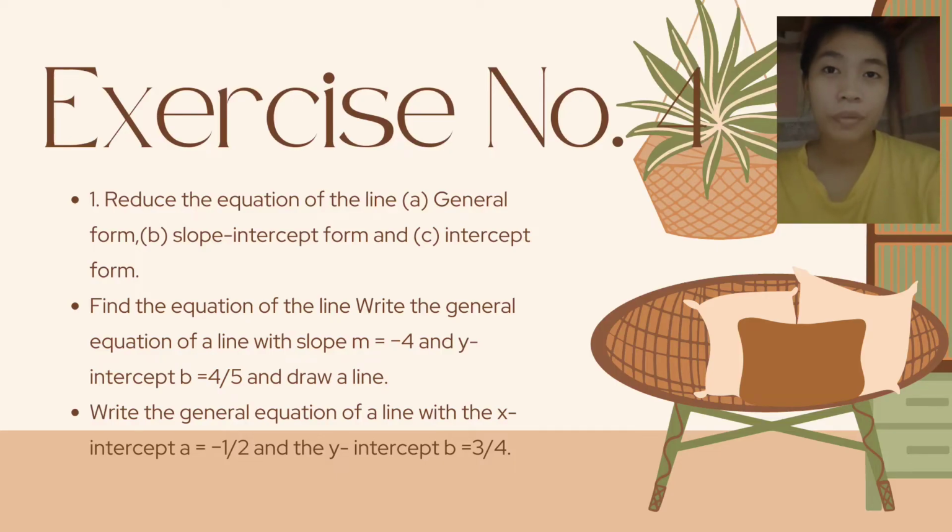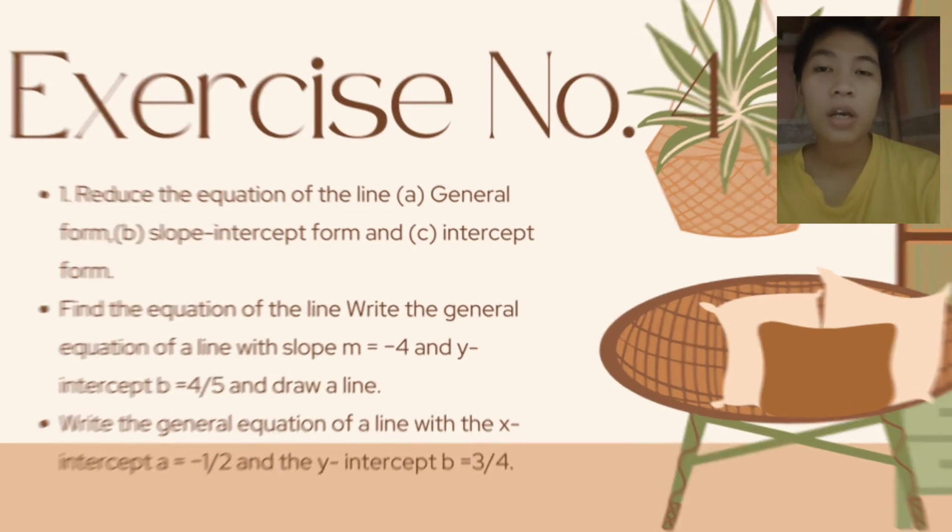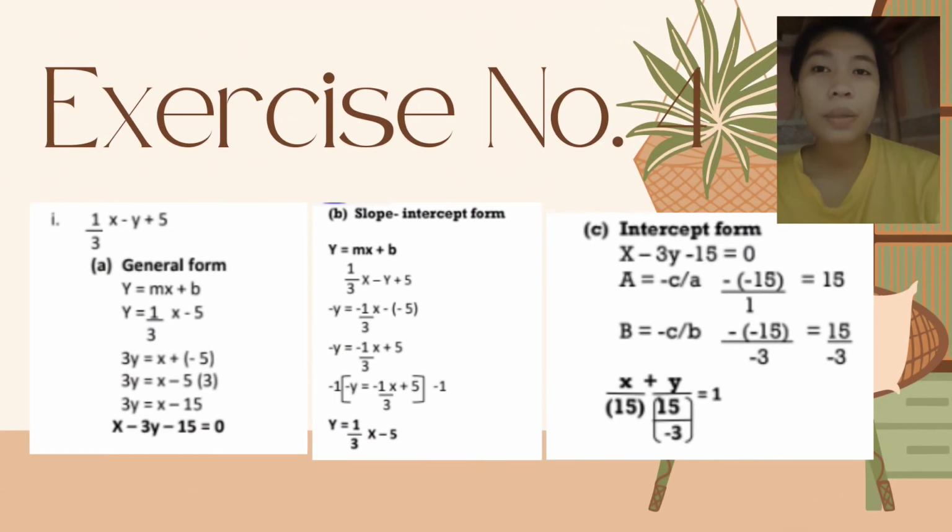Exercise 4. Find the equation of the line. Number 1. Reduce the equation of the line to A, general form, B, slope-intercept form, and C, intercept form. So number 1, 1 divided by 3, x minus y plus 5.